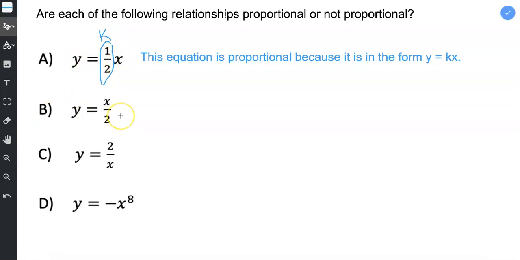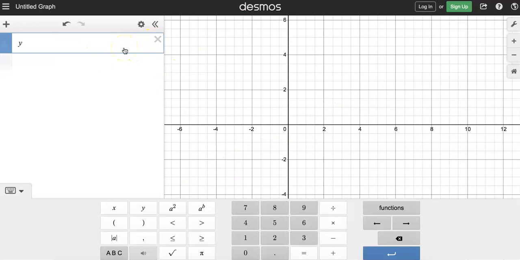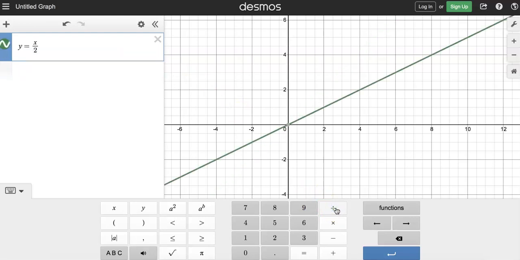Now look at part B. What do you think? Is this going to be proportional? Make your prediction and then we're going to graph it. So I'm going to erase what was here and type y equals, and this time we have x in the numerator. Then I use the division symbol to make a fraction. The 2 is in the denominator. Let me check and make sure I typed that correctly. X over 2. Yes. So x is in the numerator. And take a look. This graph is actually the exact same as our other graph.